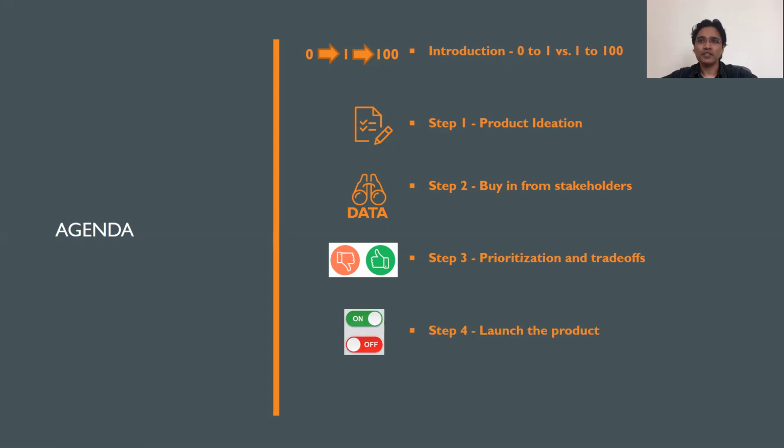The next one is launching the product. So we'll discuss about what are the things we really need to take care of while launching a product. And then last step is about measuring the impact. So any product as a product manager that you would launch, it's really important to measure the impact of the product in terms of incremental value for customers, incremental value for your business. Without that, it's really tough to justify any product success.